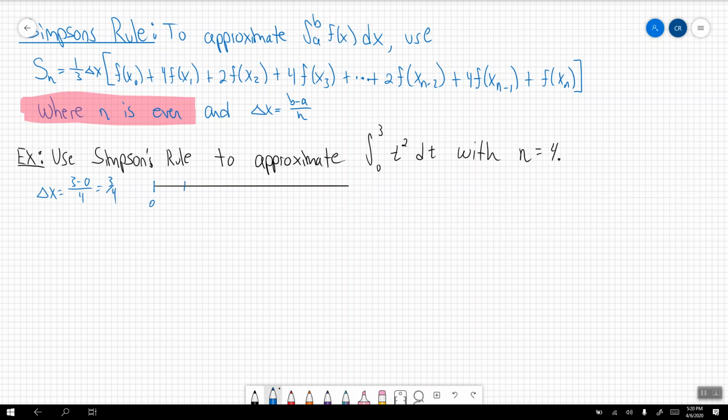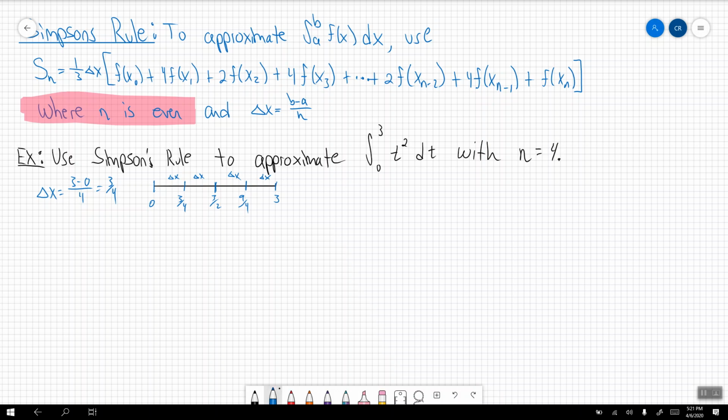Then we increment to 3/4. Then we increment again another 3/4, another delta x. I believe that one was 3/2. Then we increment again another one, which I believe gets us to 9/4. And then we finally get to the very last one, which was 3. In other words, 12/4.